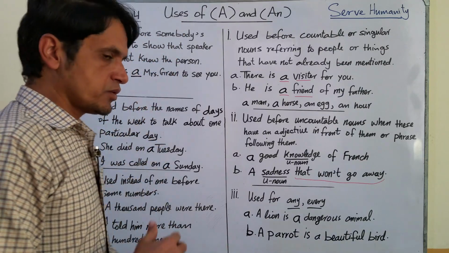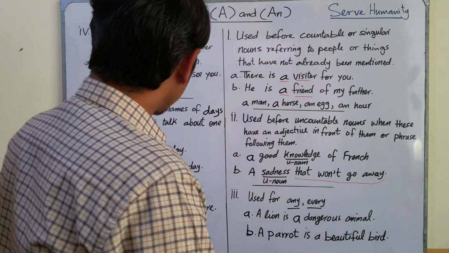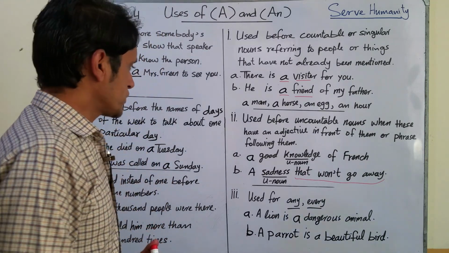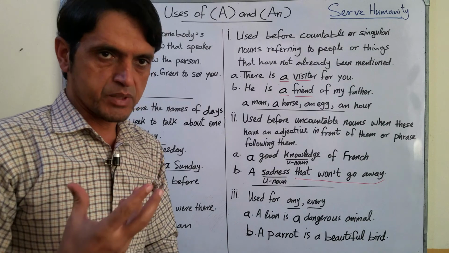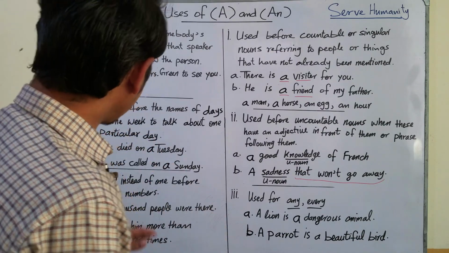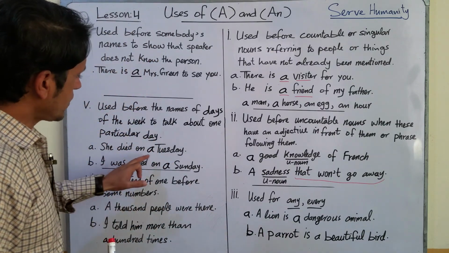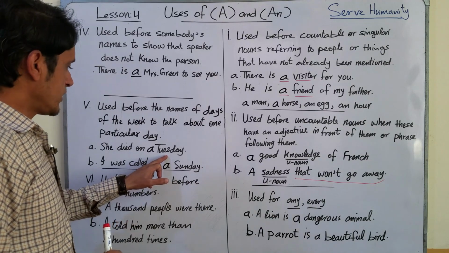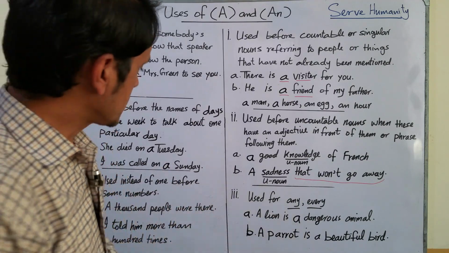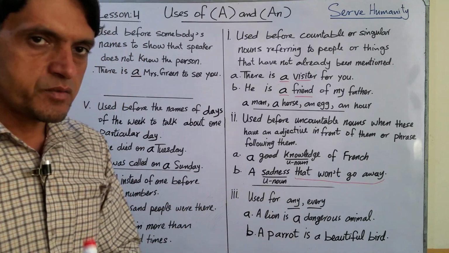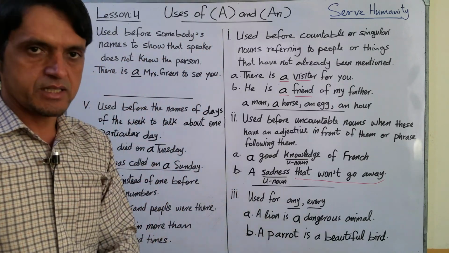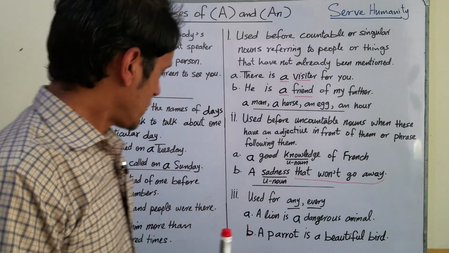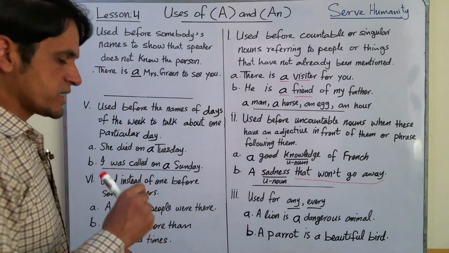Days are also proper nouns, but we can use the indefinite article when we take the meaning of a particular day. For example, she died on a Tuesday. So this is a Tuesday, which is a particular day, and on that day she died, but that was a day. Okay, and that was a particular day.